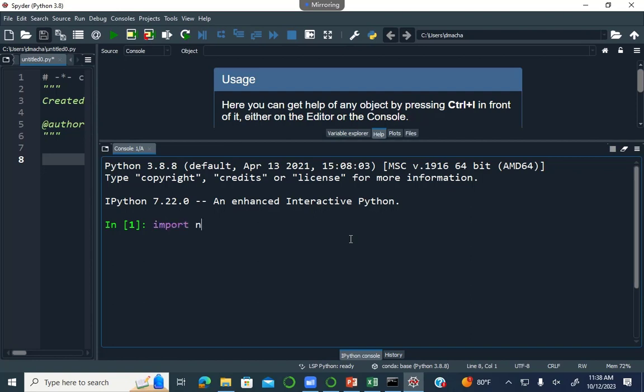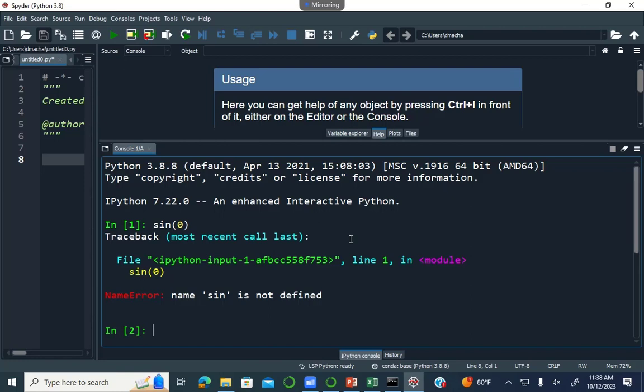Okay, so the first thing we're going to do is type import NumPy. NumPy is what we call a library in Python. And actually, before we do that, let me just show you something. If I try to type in sine of 0, Python tells me that sine is not defined, okay? So Python does not know what the sine function is by default.